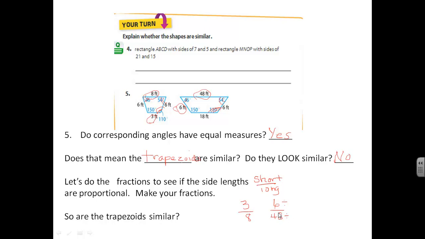They're both even, so we could divide by 2. The biggest number we can divide by is 6. So that means 6 divided by 6 is 1. 48 divided by 6 is 8. So are our fractions equal to each other when you simplify? No, they are not. So that means that those trapezoids are not similar.